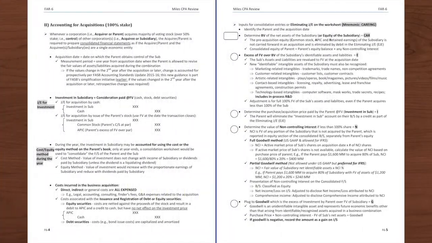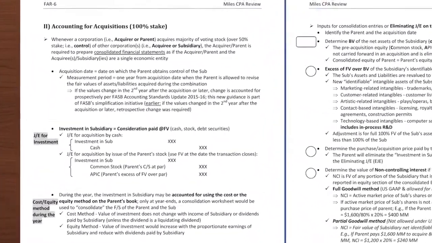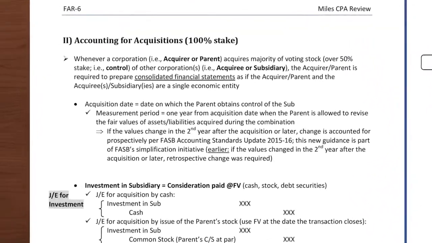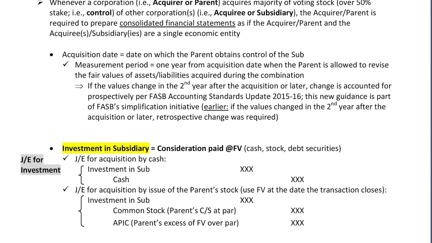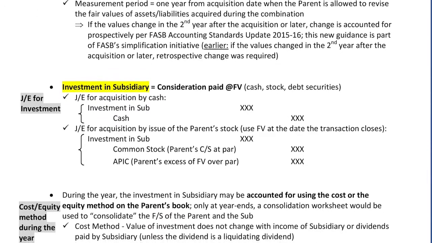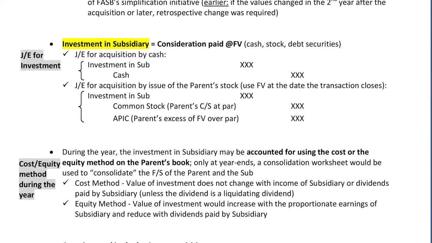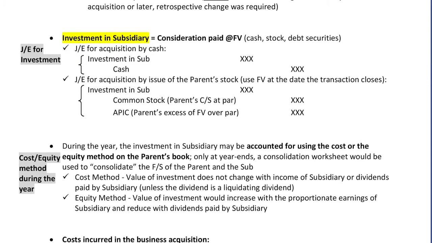Turn on to page 4, where we're looking at the initial investment by the parent into the subsidiary. Highlight: investment in sub. So it could be an acquisition for cash, when cash goes out of the parent's books, or it could be an acquisition by issuance of the parent's equity. Now we know that during the year, the investment in sub may be accounted for using the cost or the equity method on the parent's books.